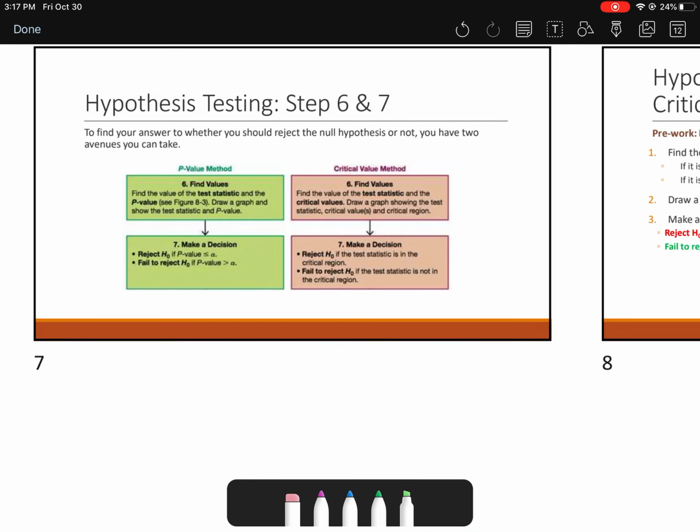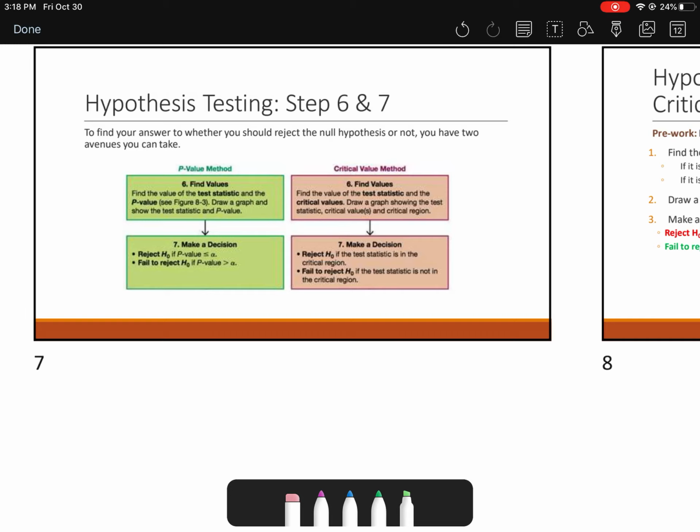Okay. Steps 6 and 7. This is where you're going to answer whether you should reject or accept your null hypothesis. We learned 2 different methods. You have the p-value method or your critical value method. Both are going to garner the same result. So if you do the p-value method and you reject, if you do the critical value method, it should also reject. They're always going to be the same.